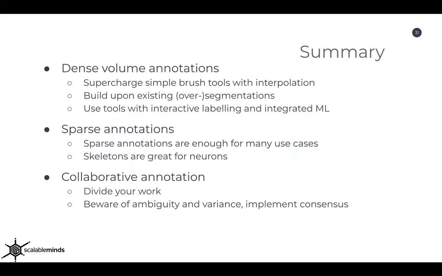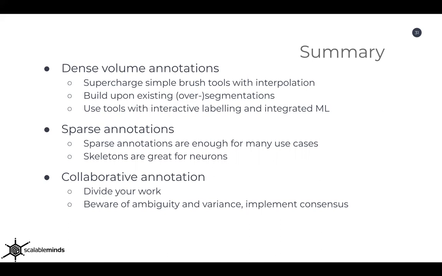So with that, let's go to a short summary of what we've just been talking about. First of all, I've been talking about volume annotations. And if you want to get some volume annotations, then you can use some simple brush tools. There's some tools that make that go faster through interpolation or through copying of sections. If you are dealing with a machine learning project, then you might have some over segmentations that you can reuse to get some better results or get results faster.